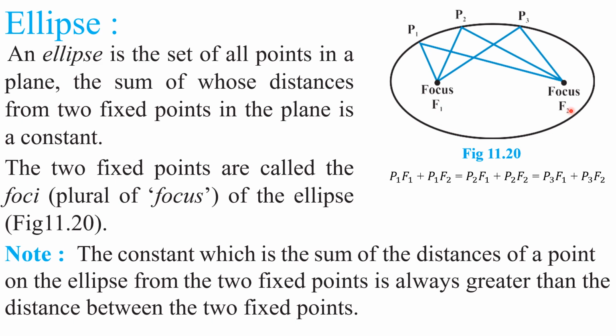Just like the triangle law of addition. Suppose we join these points, then we get P1, F1, F2. It is a triangle. So the sum of the two sides is greater than the third side. Understood this point? Right.